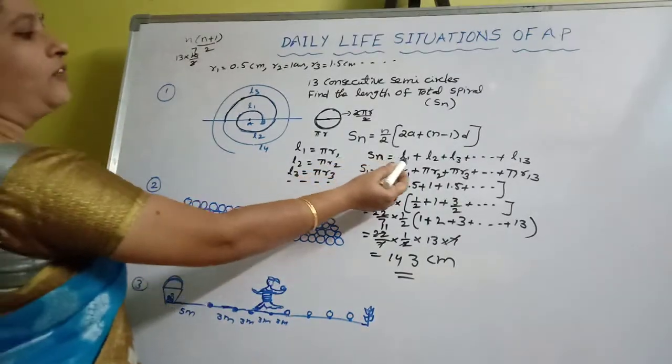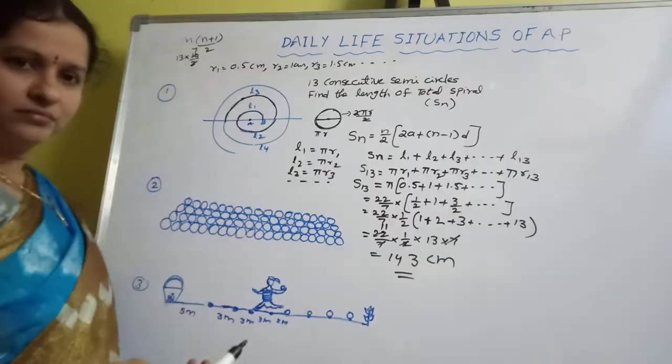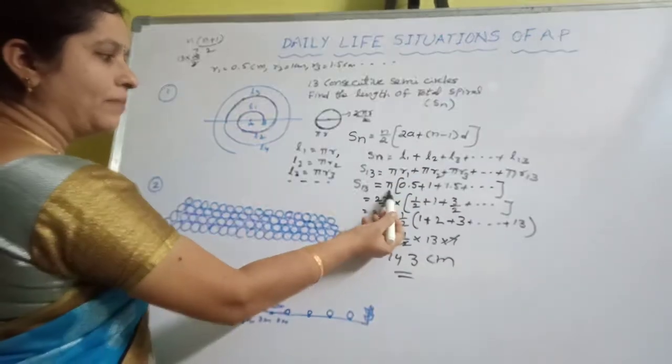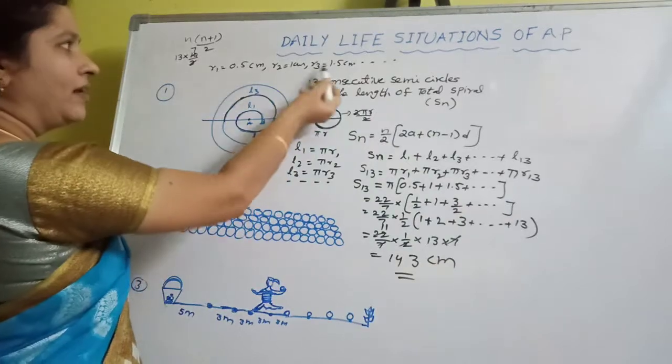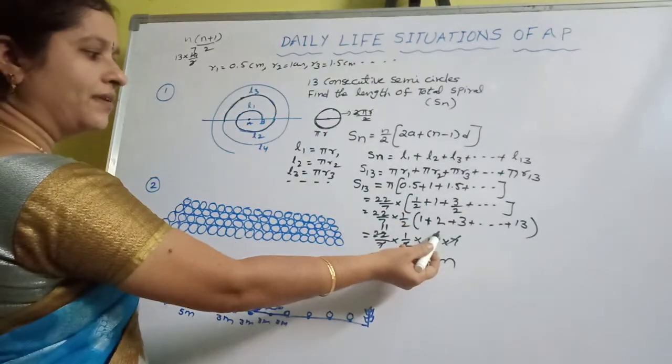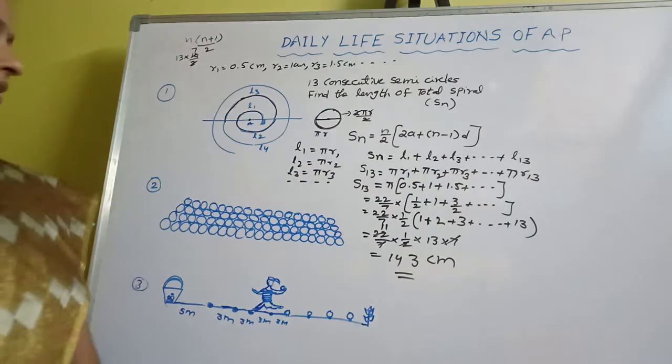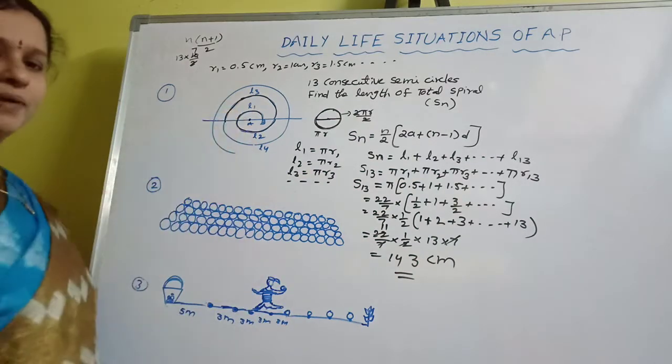So what is the formula for L1? Pi R1. So pi R1, pi R2. Take pi common here. Substitute the given radius values here, and finally you get the answer 143 centimeters. That is the total length of the spiral. Okay, understood?